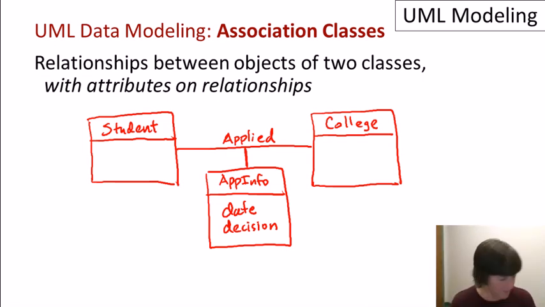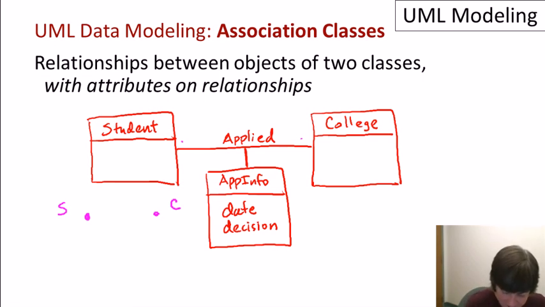Now, there's a couple things I want to mention. First of all, in a number of examples, I'll probably leave out the multiplicities on the ends of the associations. That doesn't mean I'm assuming the default 1..1. It's just when it's not relevant, I'm not going to focus on that aspect. Now, when we have students associated with colleges, so we have a student here and we have a college, and then we have an association between those, now what we're saying is that association is going to have affiliated with it a date and a decision.